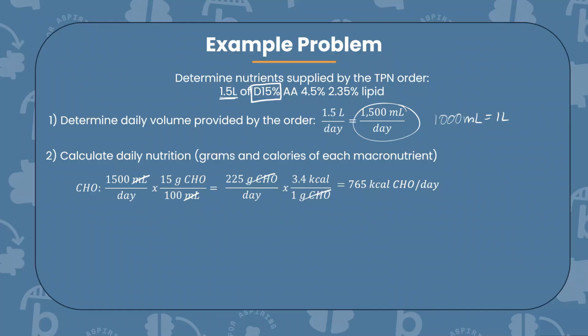We're going to repeat this for our amino acids here. It's 4.5% amino acids. So that's 4.5 grams per 100, which means this patient would be receiving 67.5 grams of amino acid every day.